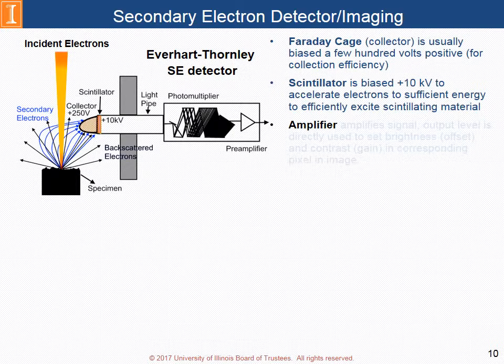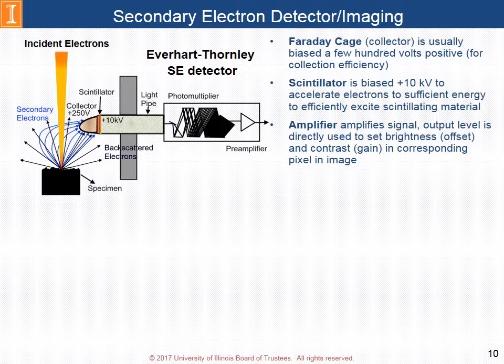Behind the Faraday cage, there is a scintillator, which is positively biased 10 keV to accelerate the electrons collected by the Faraday cage so that they can efficiently excite the scintillating material. And there is an amplifier, which amplifies the signal.